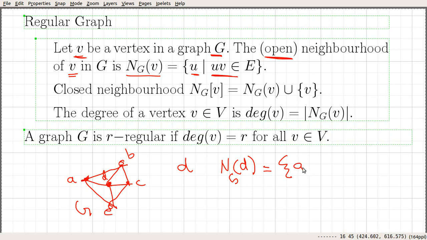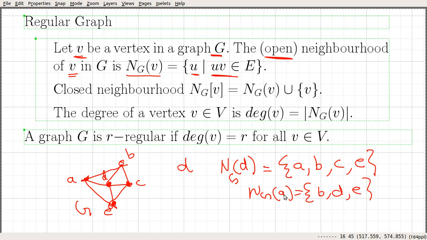So N sub G of D contains A. B is adjacent to D, so this set contains B. And C is adjacent to D, so this set contains C. And one more, E. Similarly, if you consider another vertex A, the open neighborhood of A will be equal to, B is adjacent to A, so it contains B. D is adjacent to A, so this set will contain D, and E is adjacent to A, so this set will contain E. So the open neighborhood of A is equal to the set B, D, E.